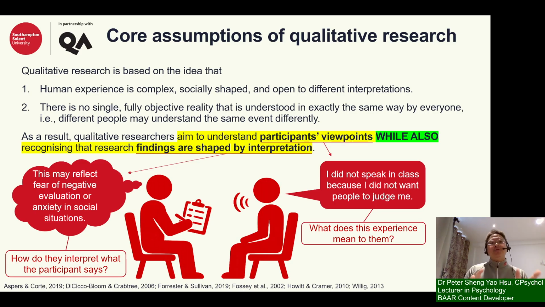This connects to two important questions shown here. How do researchers interpret what the participants say? And what does this experience mean to the participants? These questions are central to qualitative research. The aim is not just to collect what people say, but to interpret it carefully, transparently, and in relation to the research question.